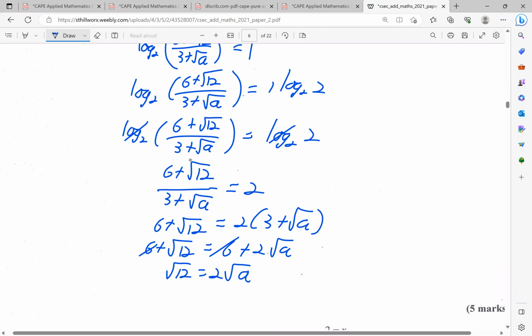How do we get rid of a square sign? We square both sides. So I get 12 is 4a. 12 over 4 is 3. Right.